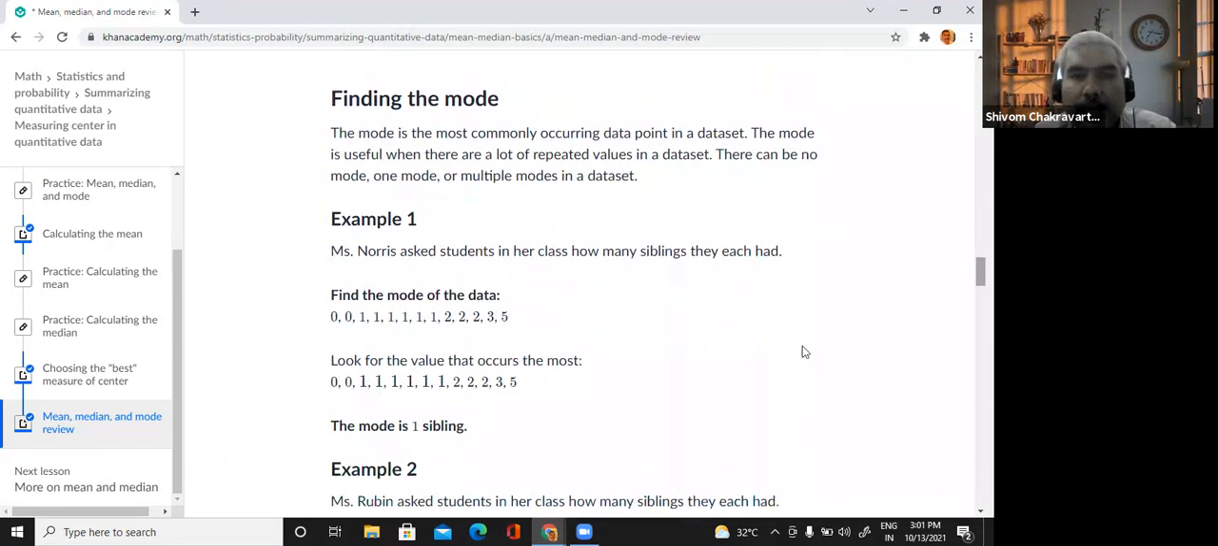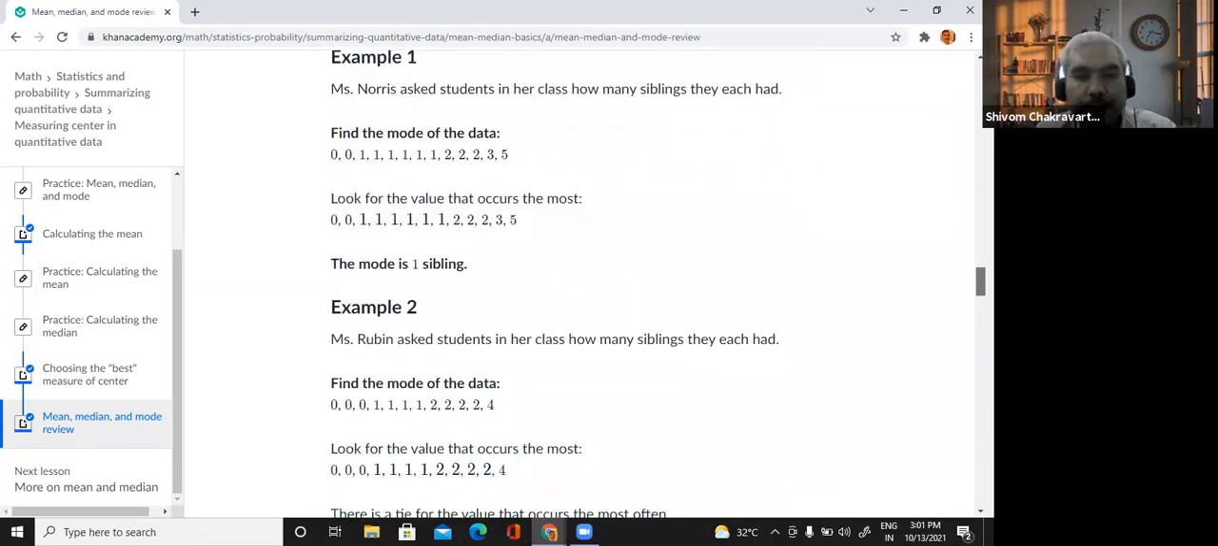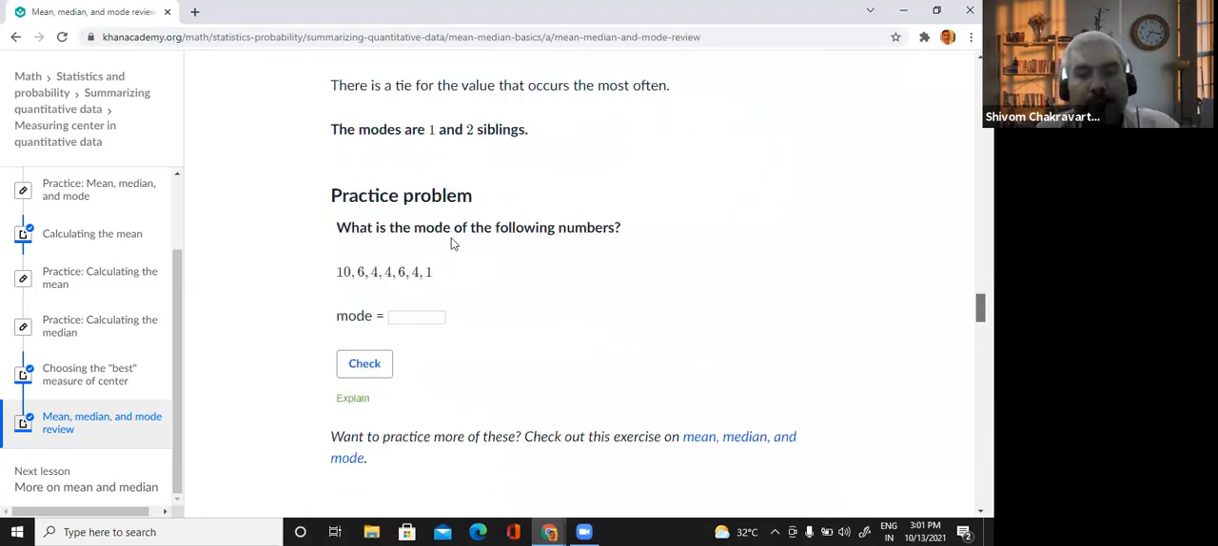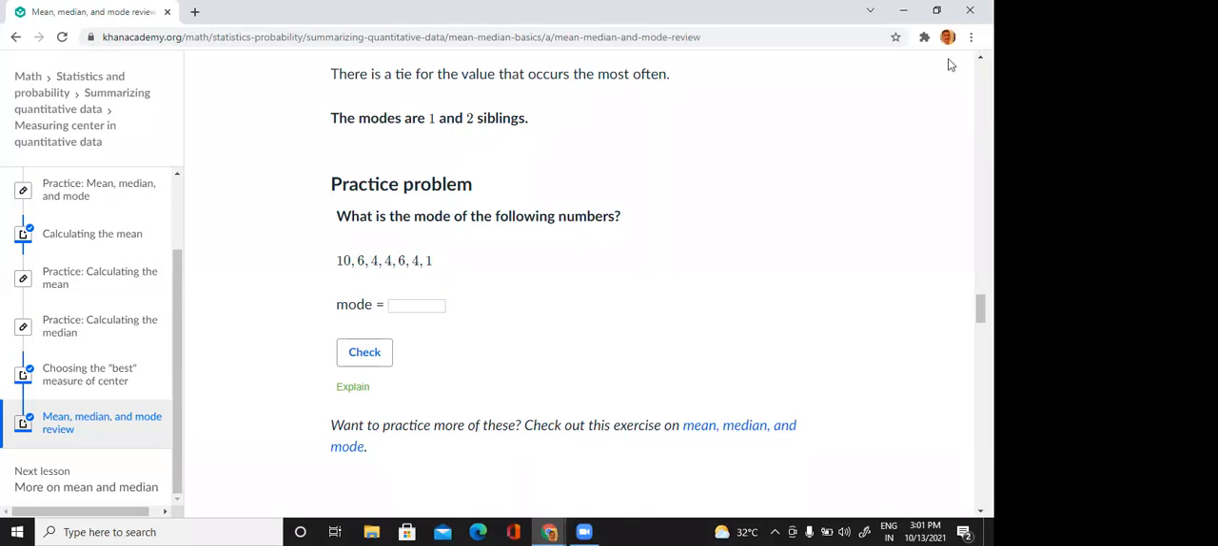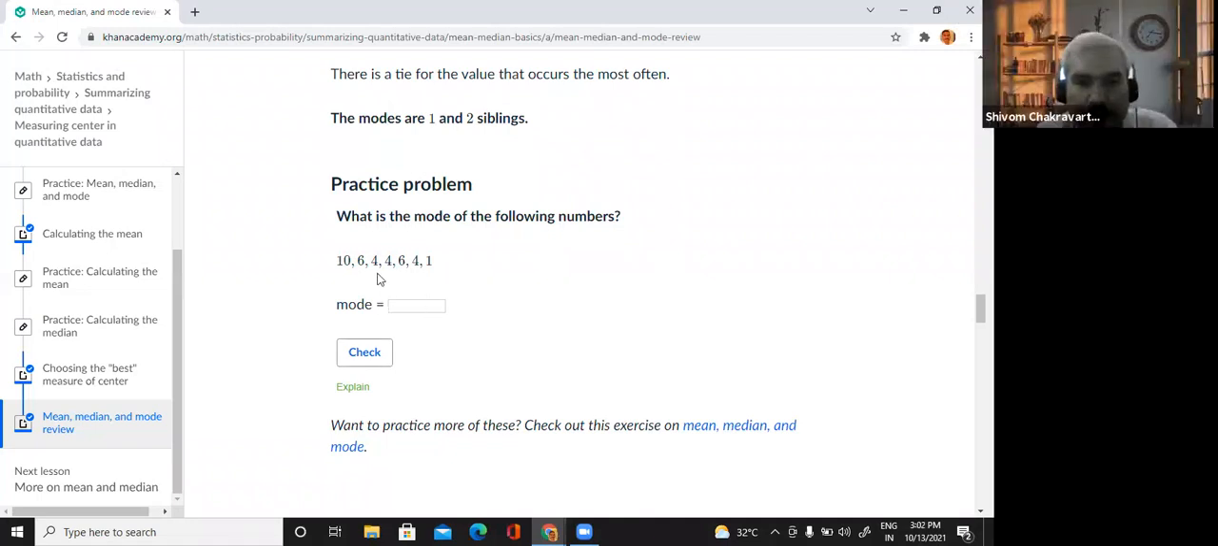Okay, let us do one problem in mode. These are our examples. What is the mode of the following numbers? I hope you are able to see the screen. Yes. Why? Because 4 is there 3 times: 1, 2, and 3. So mode is the value with the highest frequency. So here it is 4. And when we check, it says correct. Right.